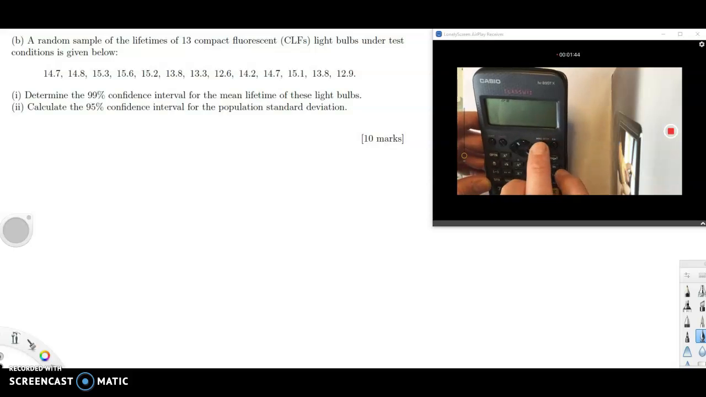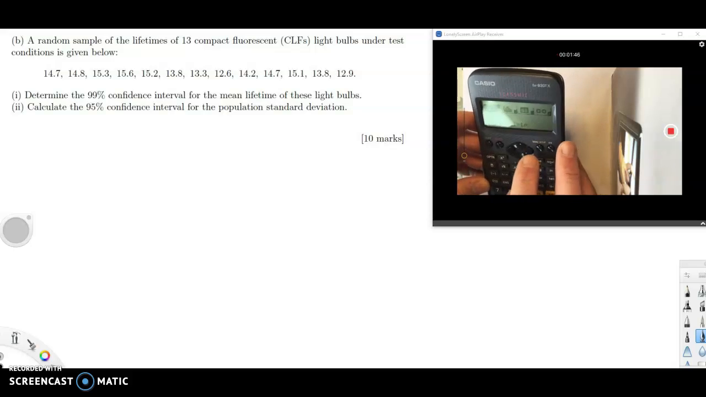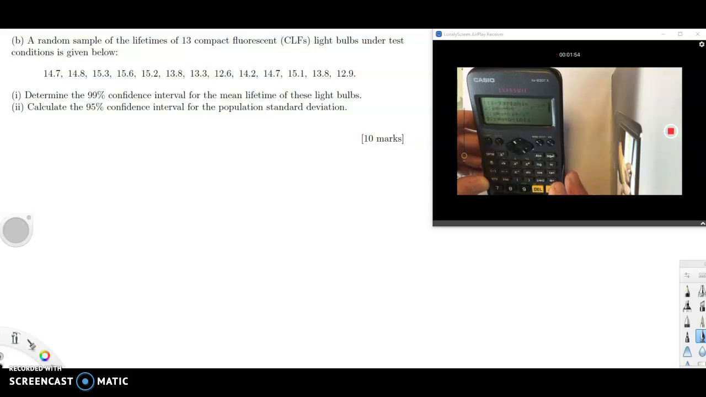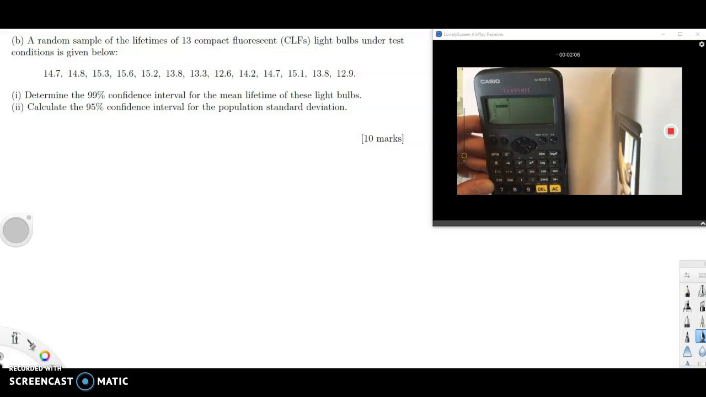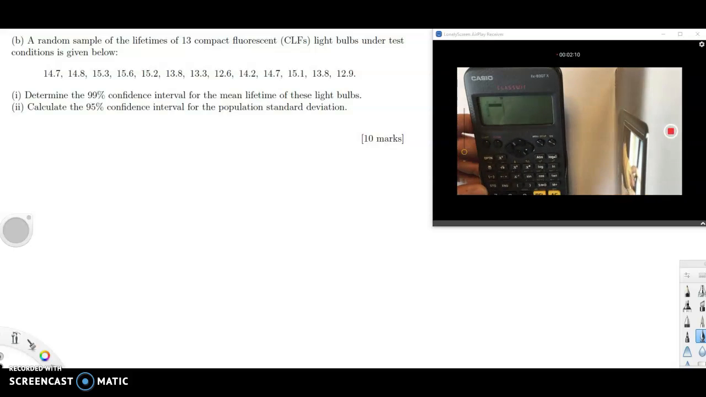Now I'm going to press setup, and then I'm going to go statistics, and press equals for selecting that, I guess. And now we're going to go single variable, because for these variables we just have times, lifetimes. We don't have lifetimes matched with anything else. So single variable 1, and now we're ready to enter. Just zoom in on that there.